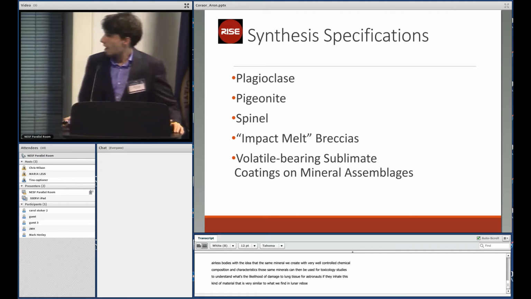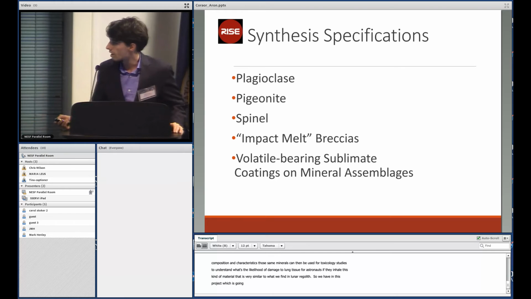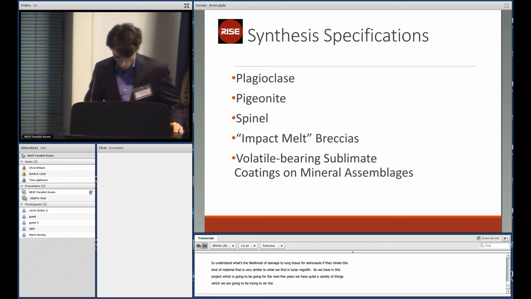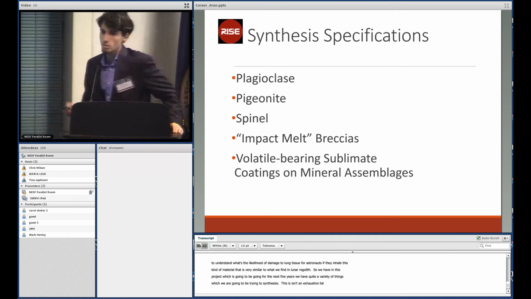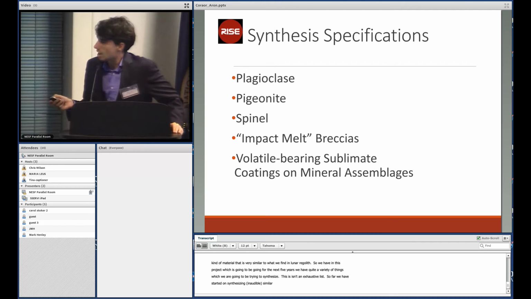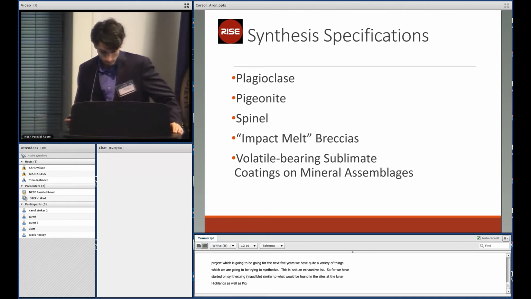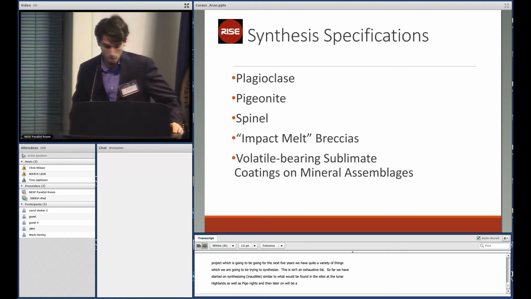So in this project, which is going to be going for the next 5 years, we have quite a variety of things which we're going to be trying to synthesize. This isn't even an exhaustive list, but so far we've started on synthesizing plagioclase, similar to what would be found in the anorthosites of the lunar highlands, as well as pigeonites that can be similar to what can be found in lunar basalts. And then later on we'll be making a variety of complex rocks to study a number of other effects.